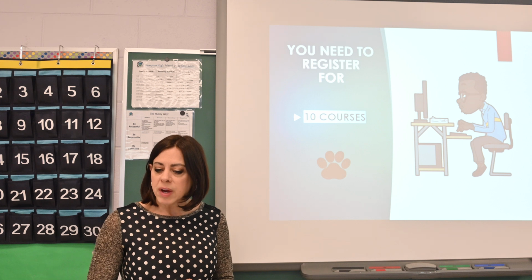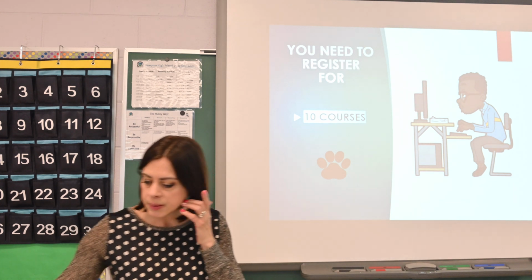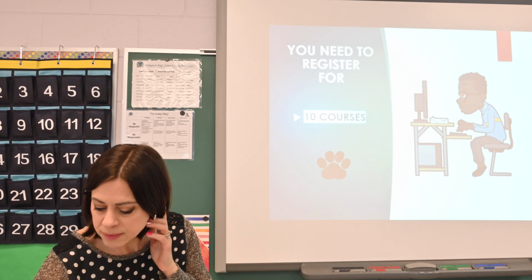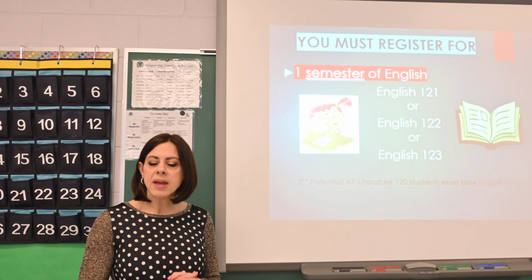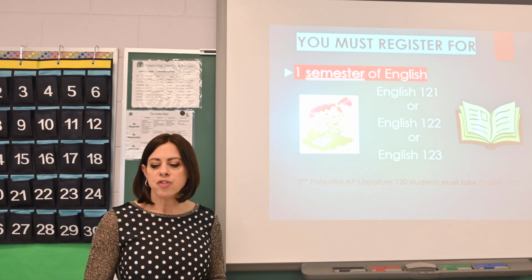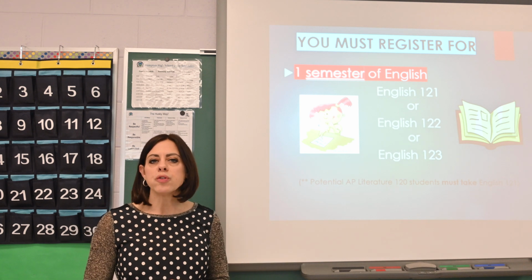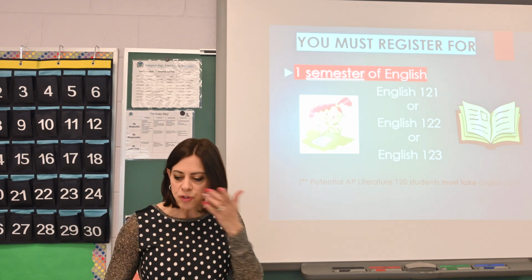So students are going to register for 10 courses on their purple sheet and 2 alternates, starting with English. So every student needs grade 12 English to graduate. They can choose level 1, level 2, or level 3, and students on the AP track can also choose to do the AP English in semester 2.